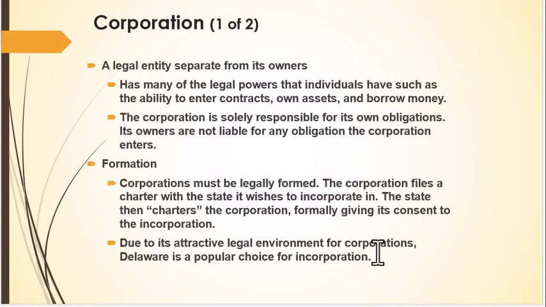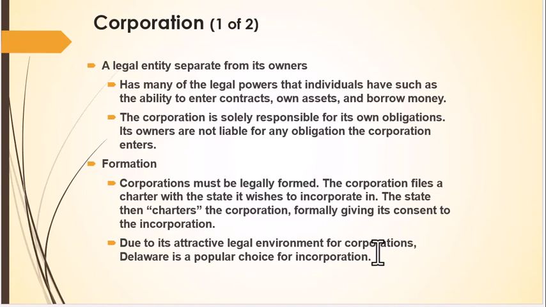Corporations are legal separate entities from their owners. They have the legal powers that an individual has. About the only thing they really can't do is vote. The corporation is solely responsible for its own obligations. So this creates what we refer to as limited liability. The owners have no liability for the actions of the corporation itself.